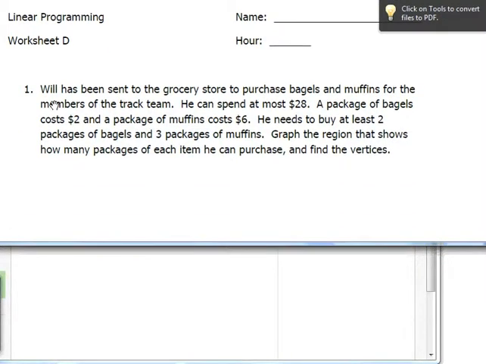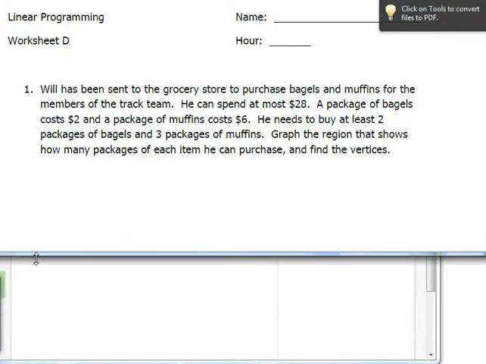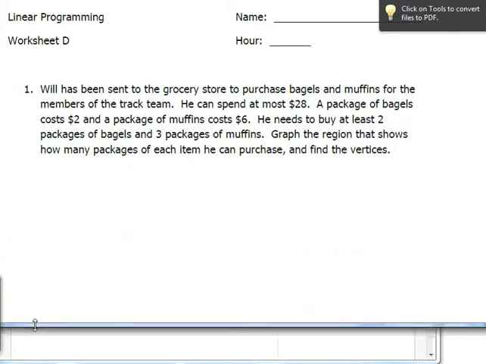Will has been sent to the grocery store to purchase bagels and muffins for the members of the track team. He can spend at most $28. A package of bagels costs $2. A package of muffins costs $6. He needs to buy at least 2 packages of bagels and 3 packages of muffins. Holy cow, there's so much information. Graph the region that shows how many packages of each item he can purchase and find the vertices.